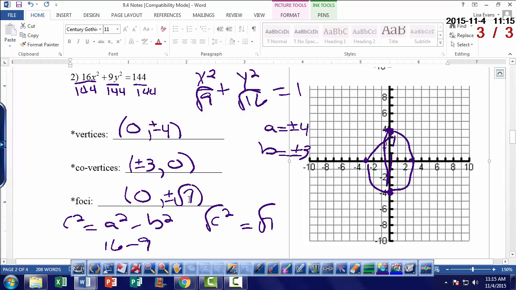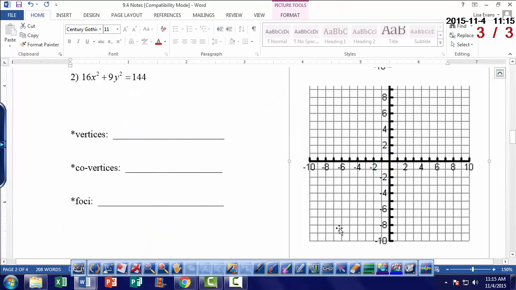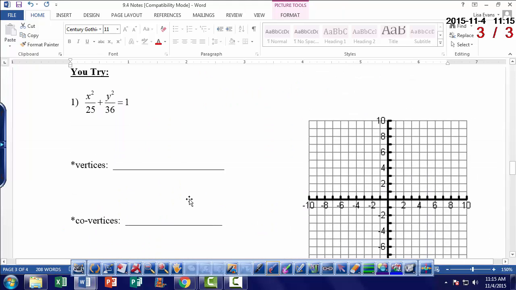So not so bad. I want you to go ahead, pause the video, try the U-try on your own. I'll give you a hint on the U-try. When you look at the U-try, I want you to recognize that the bigger number is under the y, so this is a vertical ellipse. Okay, go ahead, try that, and come back to the video and we'll try the next type of problem.